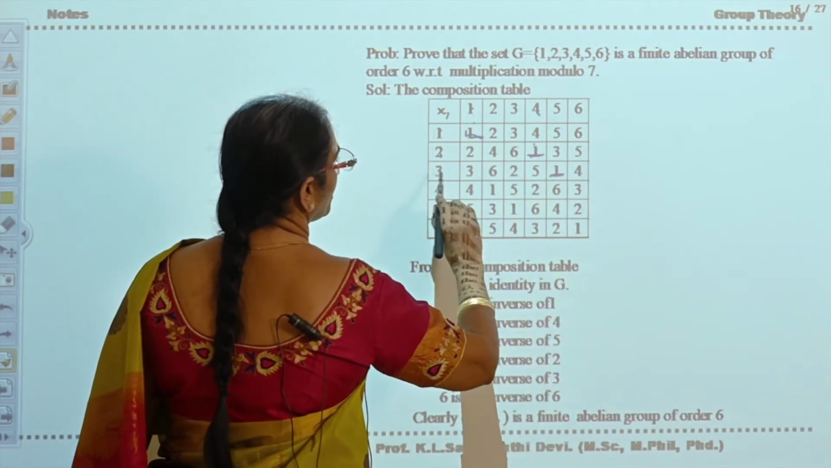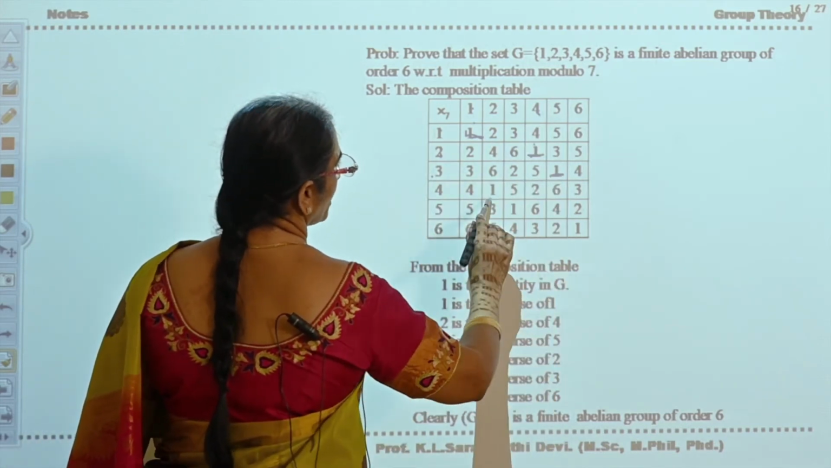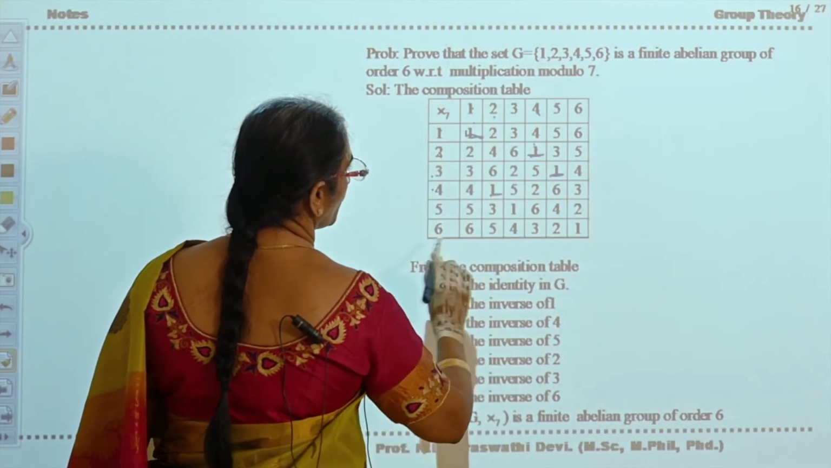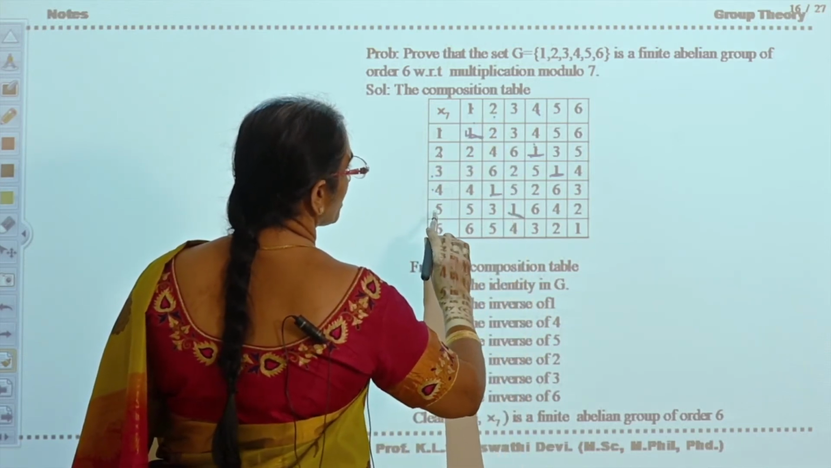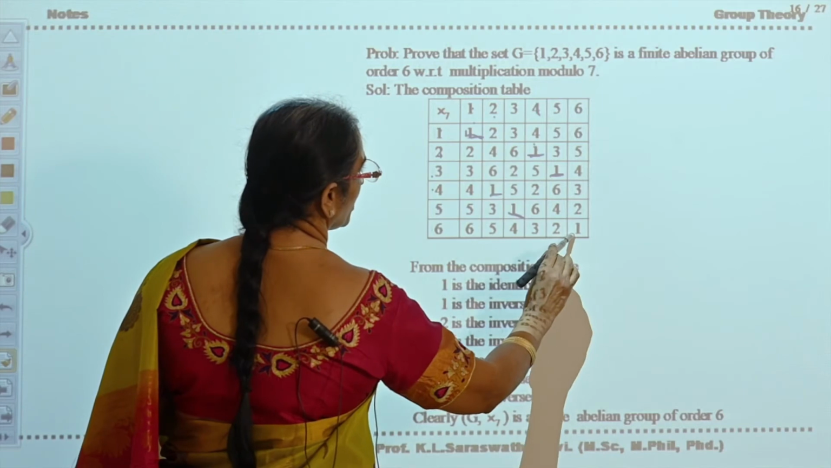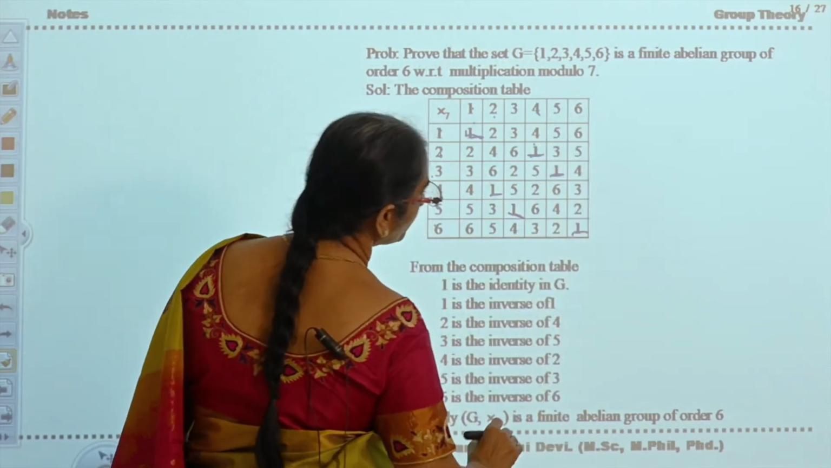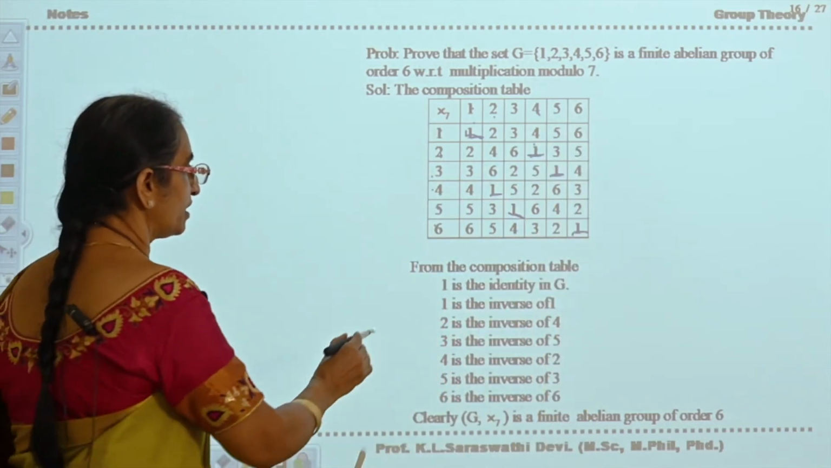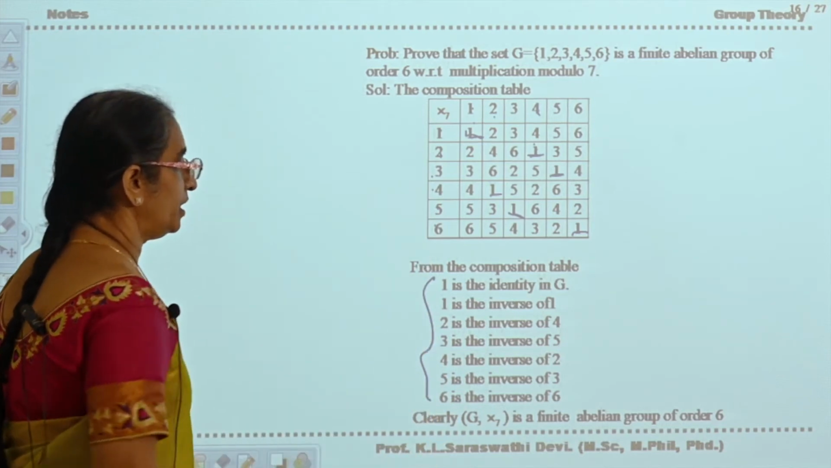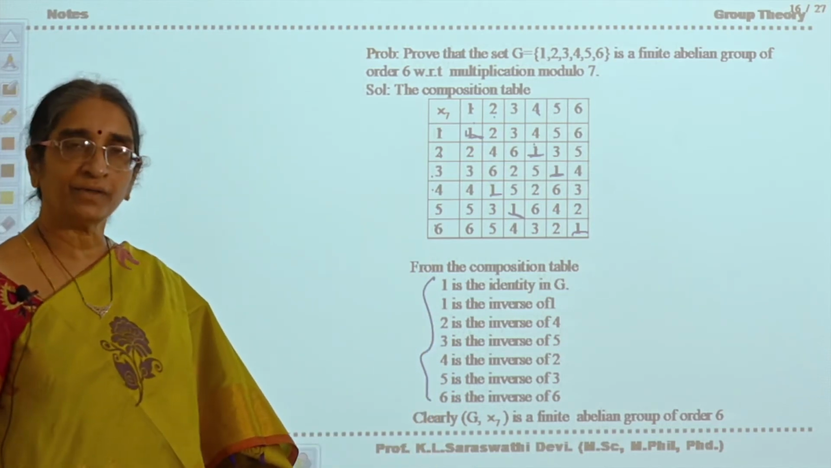Similarly, 3 is the inverse of 5, and similarly 4 is the inverse of 2. Similarly, 5 is the inverse of 3. Similarly, 6 is the inverse of 6. These are the things I have written. Okay, from the table you are able to find the inverse.